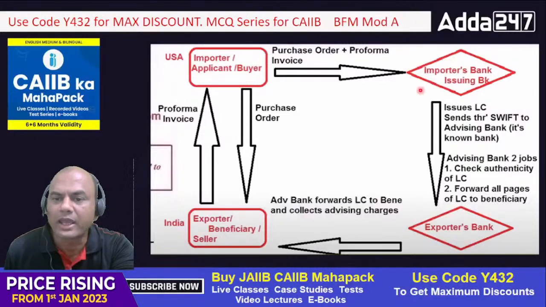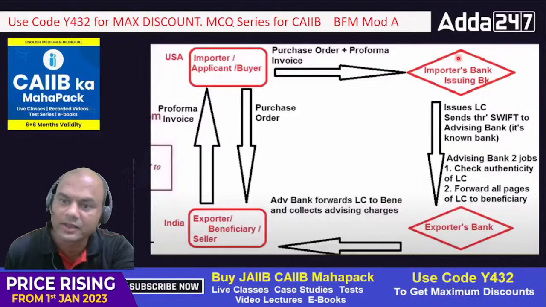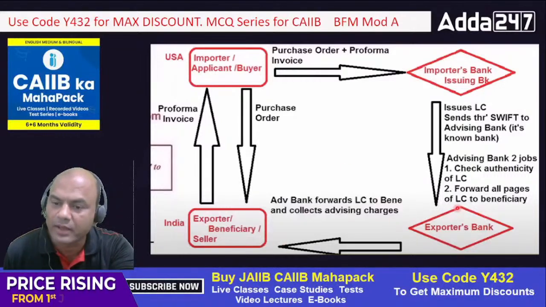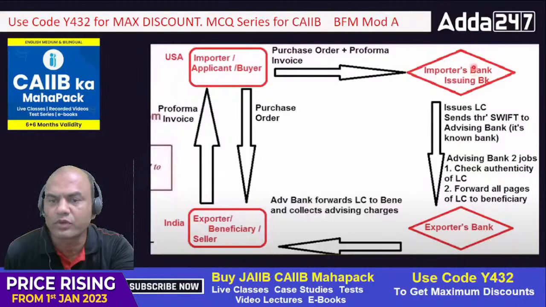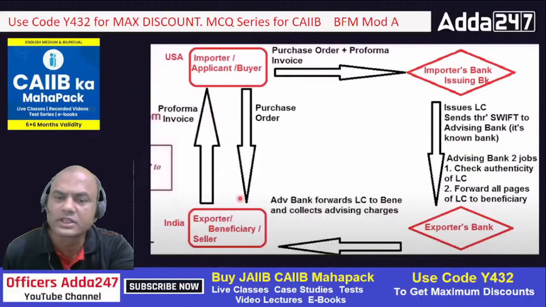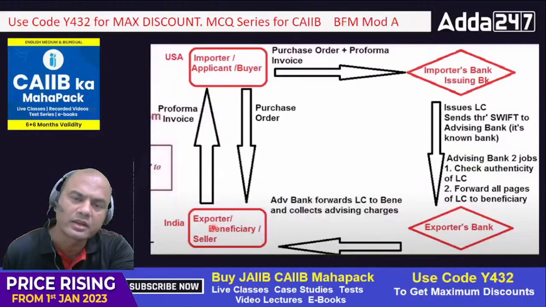There is an importer's bank involved over here. That is called the issuing bank. Just now I told you this issuing bank. Then there is the exporter's bank involved over here. That is called the advising bank. Now what is the role of this bank? Because if this issuing bank wants to send the LC to this exporter, it can directly send it over here.